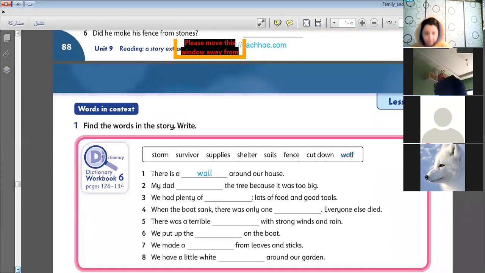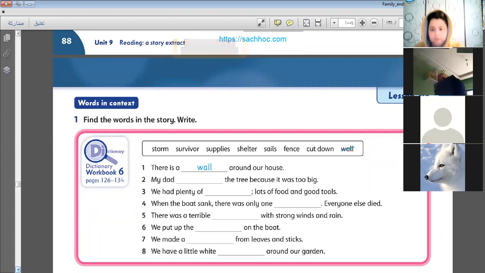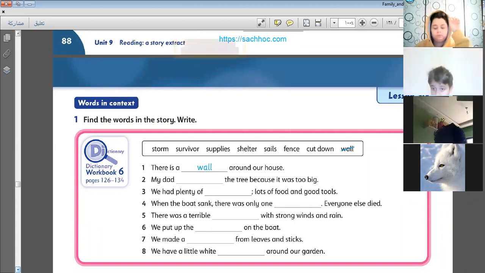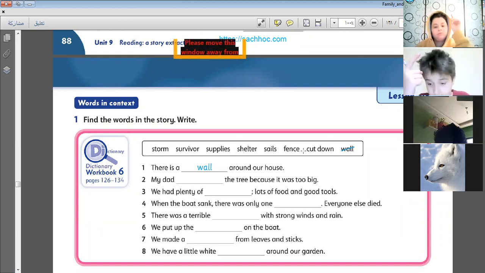Now let's go to this page, page 89. Find the words in the story and write. We have only 10 minutes. Find the word in the story. As you can see, we have storm, survivor, supplies, shelter, sails, fence, cut down, wall.